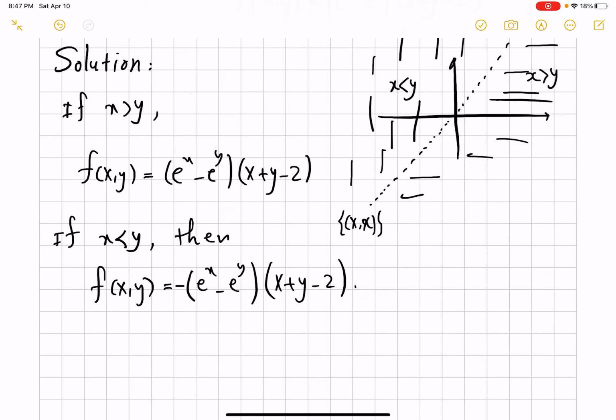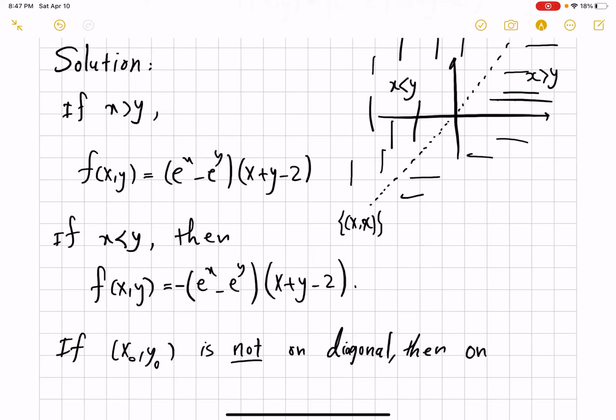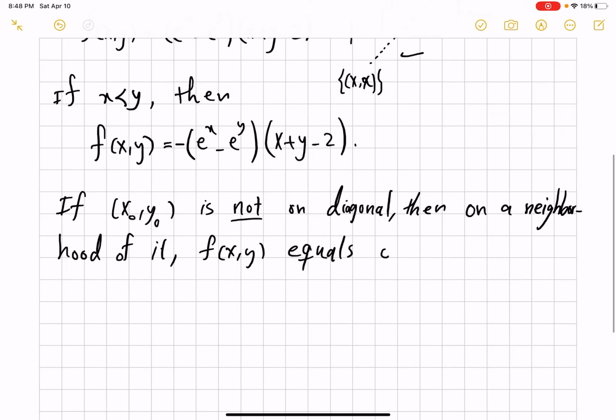But we're interested in the derivative of f. So if x0, y0 is not on diagonal, then on a neighborhood of it, f of xy equals one of the formulas above.